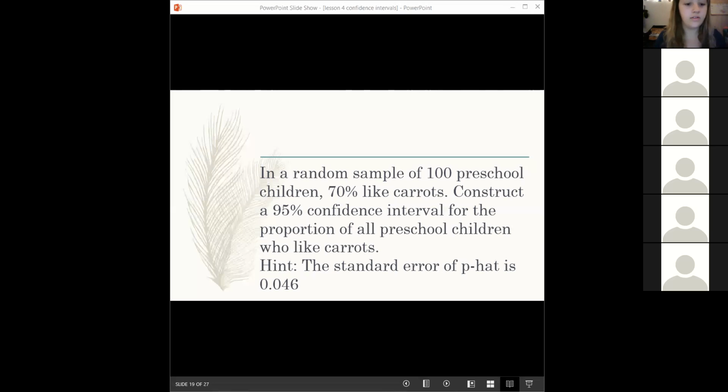Okay, let's review this one. So Hannah, A plus, correct answer. So let's walk through this one and see how to do it.